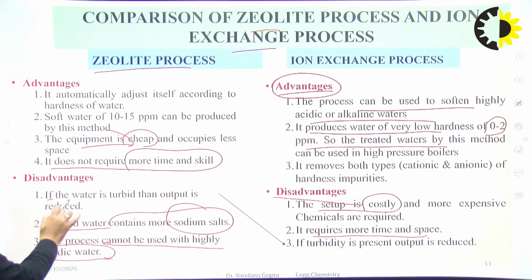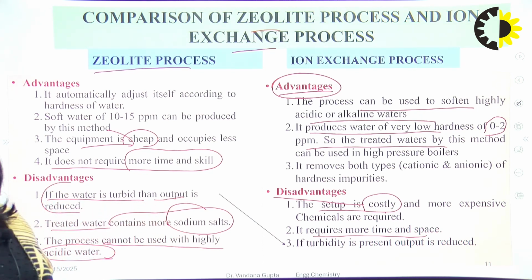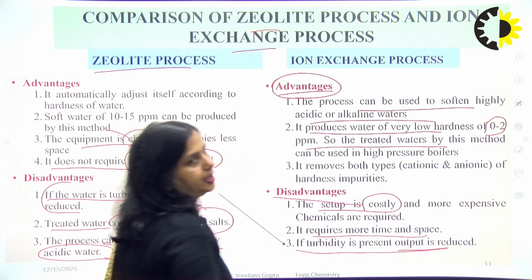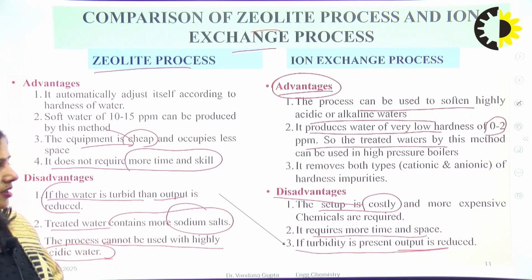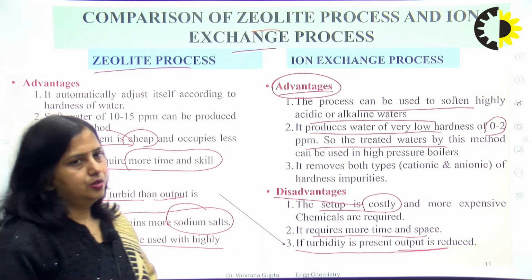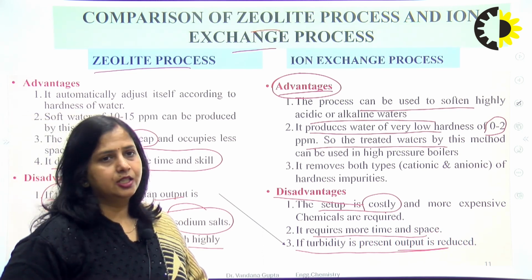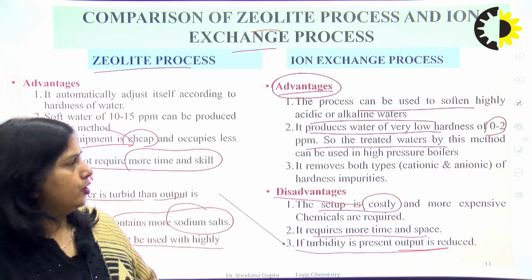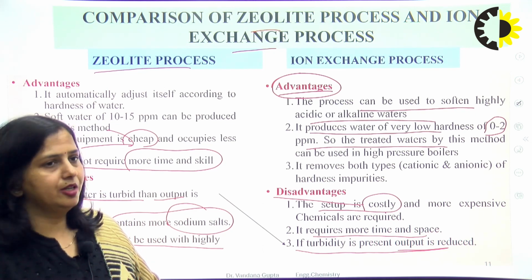And if the water is turbid, output is reduced. This is a disadvantage of the zeolite process, as well as of the ion exchange process. So if turbidity is present, output is reduced in both methods. So this is a comparison between the zeolite process and the ion exchange process. So we have seen the ion exchange process is the most reliable method for obtaining highly purified demineralized water.